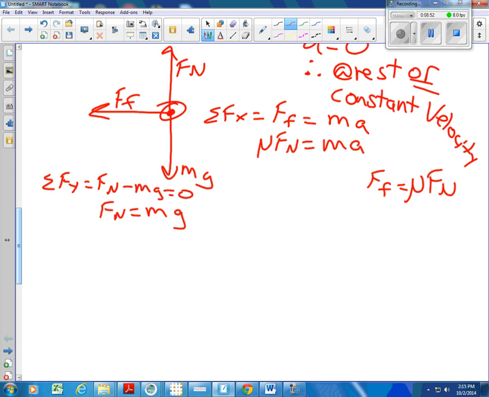So, in that case, if Fn equals mg, I could just put in mu mg equal ma. And notice that you don't even need the mass, because the mass cancels out. And heck, you could now find the acceleration from here if I gave you mu and g, or if I gave you a and g, you could find the coefficient of friction. Remember, that's the ratio of the force of friction to the normal force.